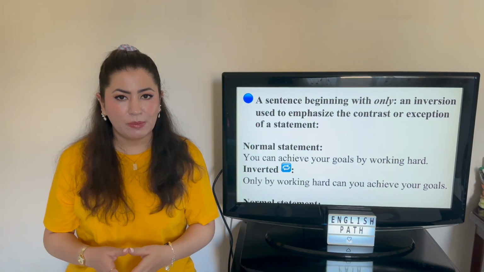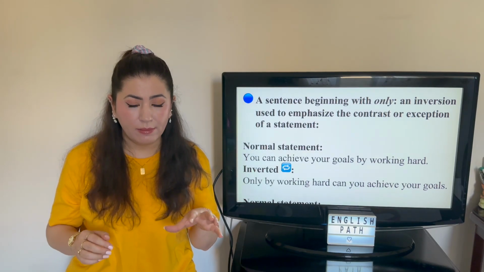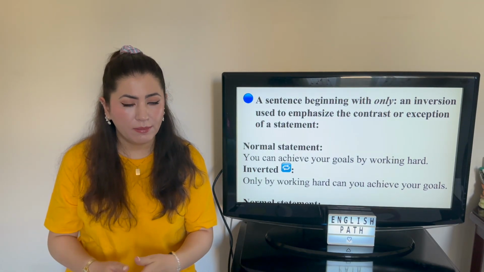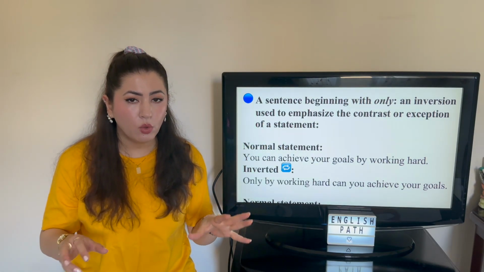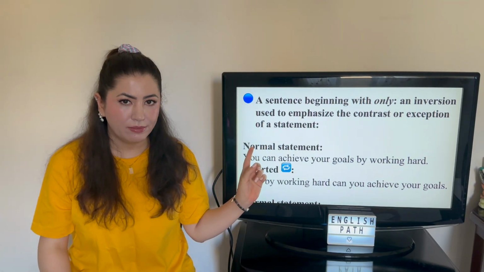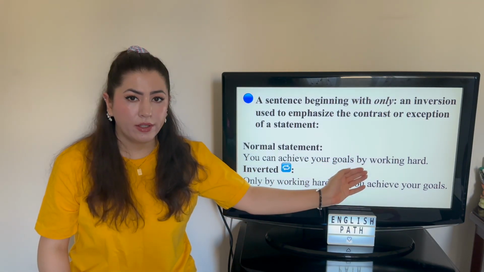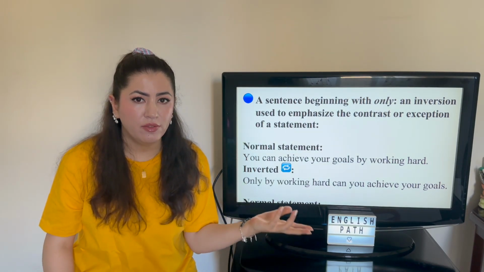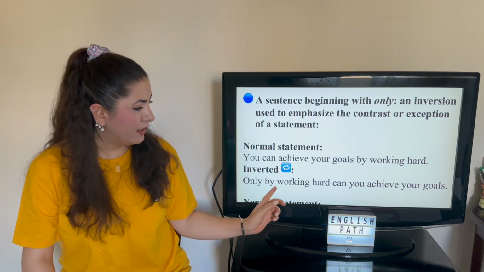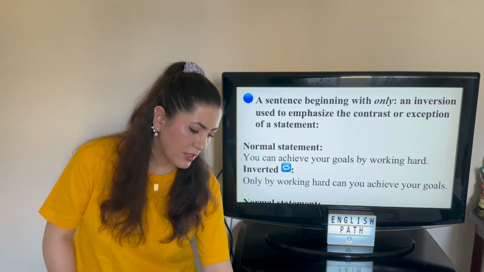Just like sentences beginning with not only, sentences beginning with only also have to be inverted. This kind of inversion is used to emphasize the contrast or exception of a statement. For example, you can achieve your goals by working hard. So only by working hard can you achieve your goals, right? It is inverted. Can you achieve your goals? Two more examples.